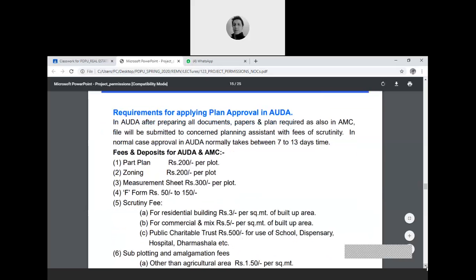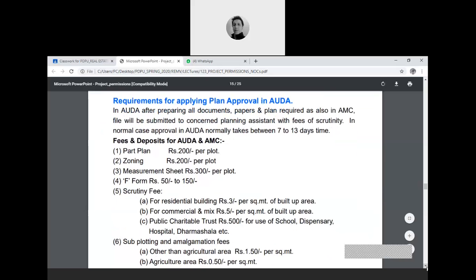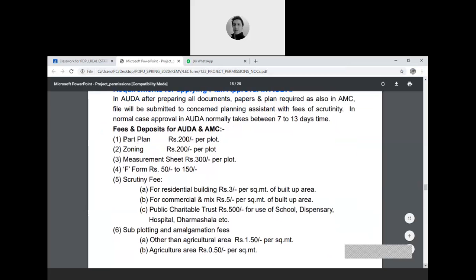Now let's talk about the UDA. So in Gujarat, across all UDAs, this is a pretty standard format of how you go about getting permission. So again, there is something called the part plan. For that, you have to pay fees. You have to pay the fees for the zoning certificate, for the measurement sheet. Now, these rates might have changed because this is old data, as old as 2012 or 13. But the process is the same. The rates might have changed.